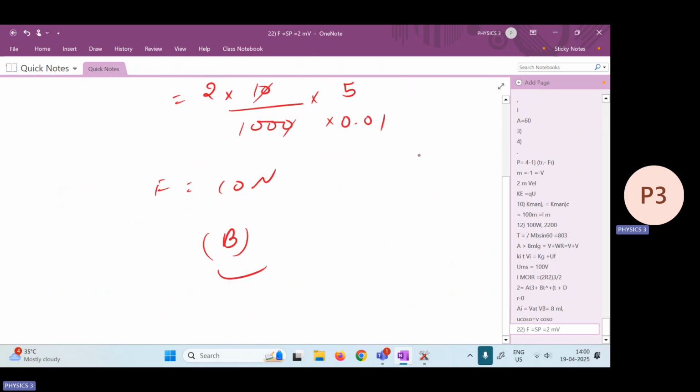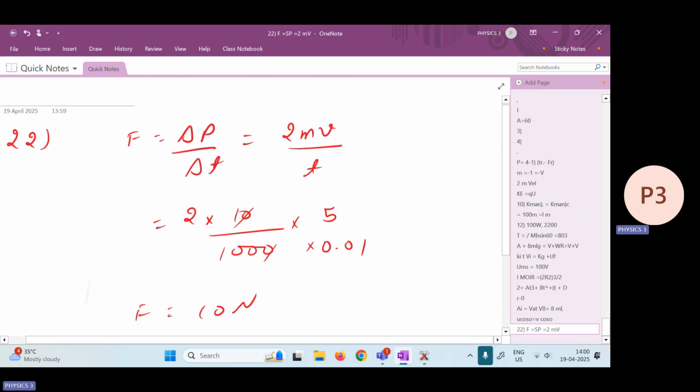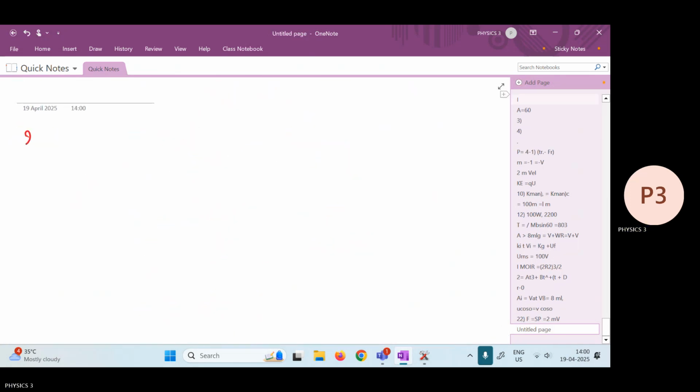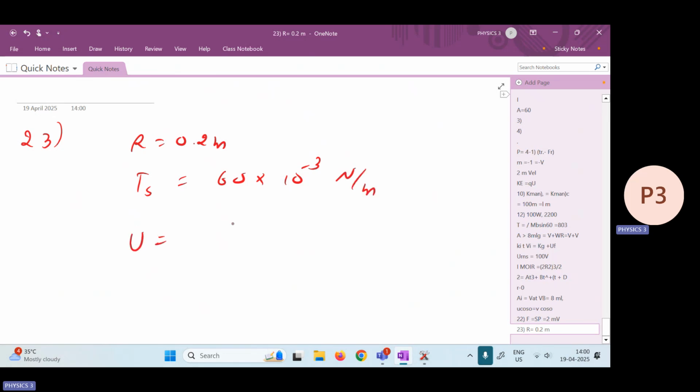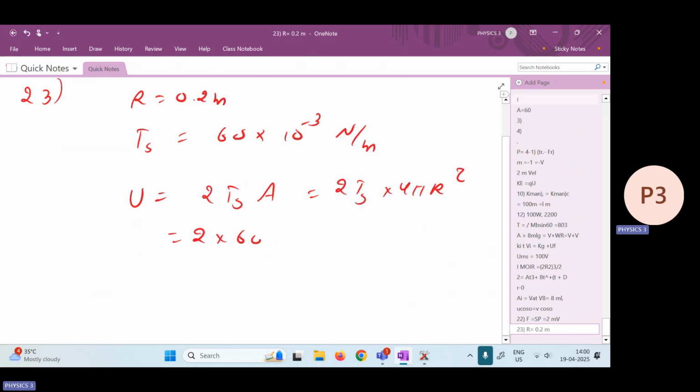Okay. Now let's go to the next question, the 23rd question. In the 23rd question, we are asked about blowing a soap bubble of radius 0.2 meter, given that the surface tension Ts of the solution is 16 times 10 to the power minus 3 Newton per meter. So surface energy we know is surface tension into area, but here we have a soap bubble, so we have to consider two surfaces, so it will be 2 Ts A. So that will be 2 Ts into area, which is 4 pi r square. If you put all the values, then it will be 2 into 16.